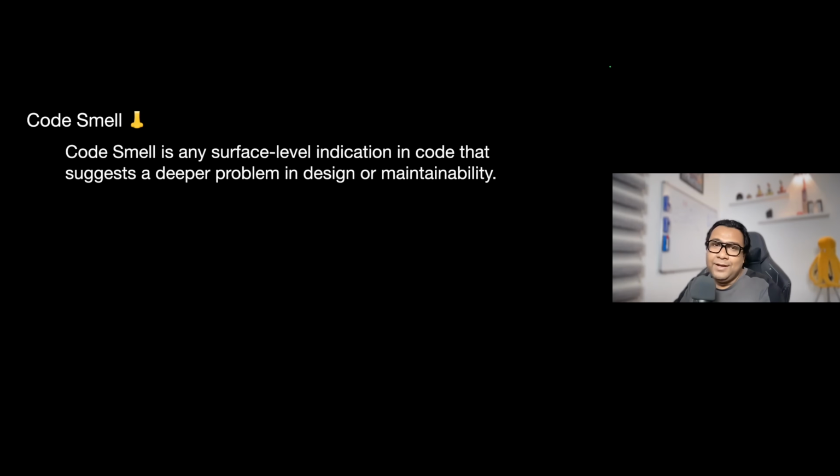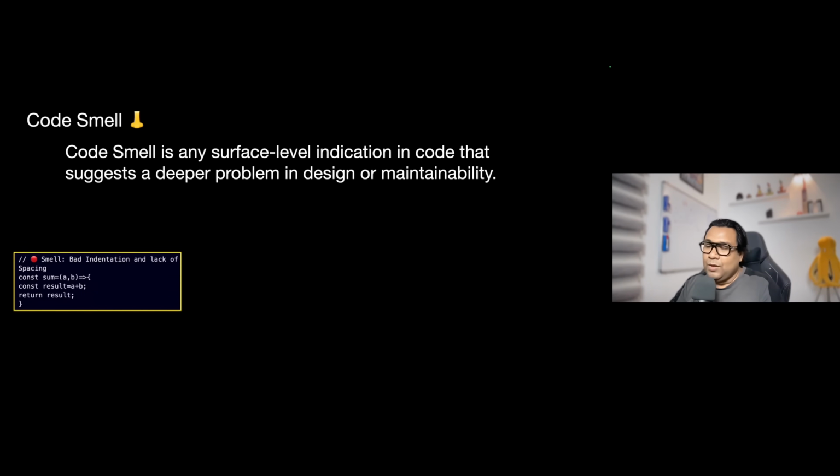So if we have to define code smell, we can define it in this way. Code smell is any surface level indication in the code that suggests a deeper problem in design or maintainability. Okay, your code will work, but there might be a problem that you may be overlooking today, which can come back as a boomerang tomorrow to cause more trouble. Can you see some examples right away? Yes, we can. Look into this.